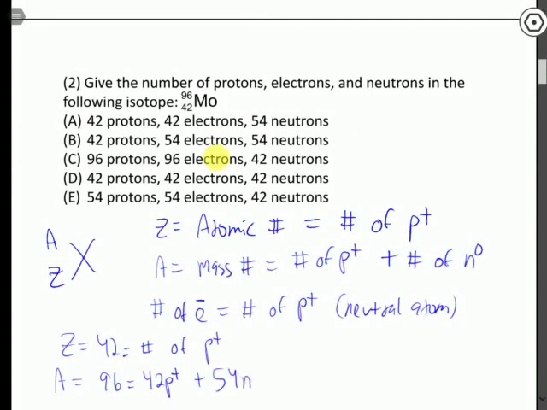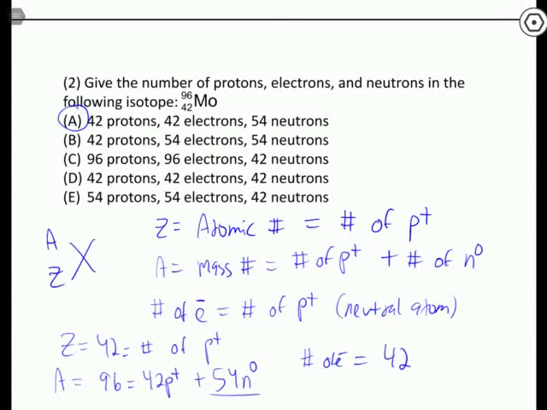number of 96. And then finally the number of electrons is also equal to 42 because it's a neutral atom that has the same number of protons and electrons. So the answer choice that works out correct for protons, electrons, and neutrons is A up here. Okay? All right, questions on atomic symbols?